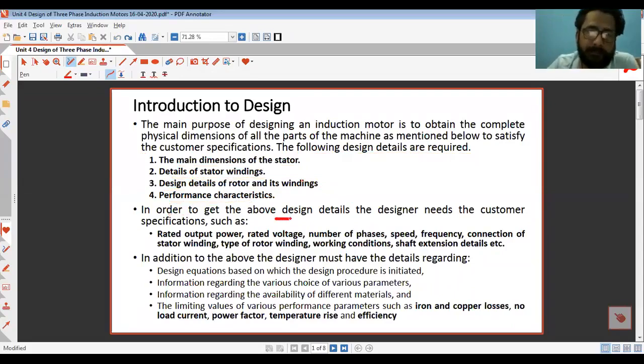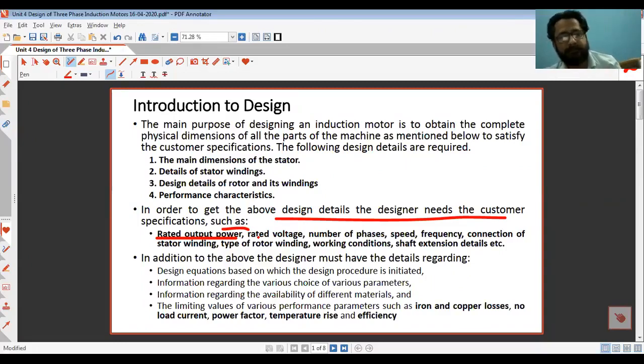In order to get the above design details, the designer needs the customer specifications. As a designer, you need to know the rated output power. This is what I was saying: the customer will tell that I would use this machine in this particular application, which will operate under this much voltage, and this should be the torque. Everything the customer will tell. On the basis of that information, the designer will think of a design and come out with an optimized design of the machine, right?